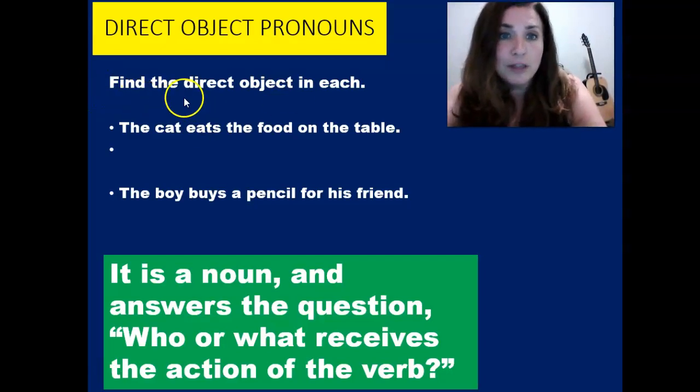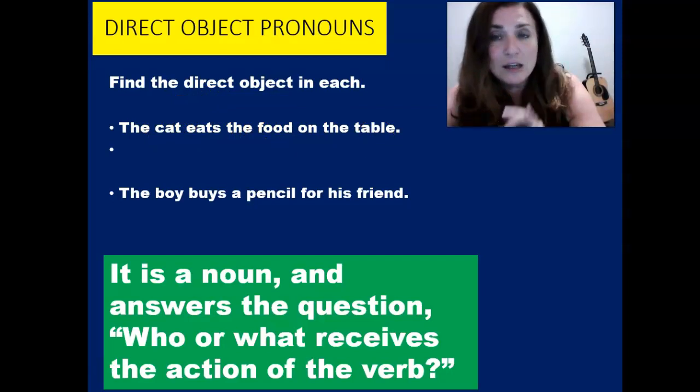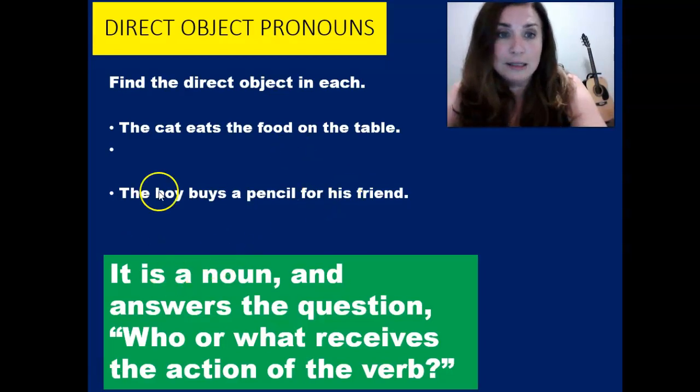Here we go. You're going to find the direct object in each sentence. So, the cat eats the food on the table. Generally, direct objects are at the end of English sentences. We have the order in English of subject, verb, object for most of our English sentences. Subject like I, you, he, she, or the cat. And then we have the verb like eats. And then we have the object. So the cat eats the food. The food is the direct object. We don't really care about table.